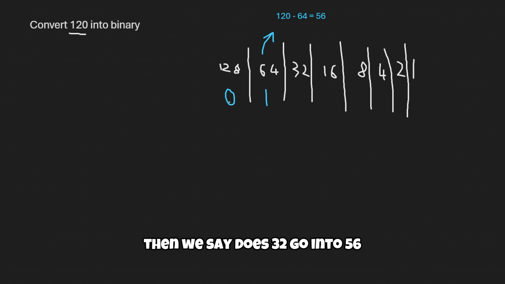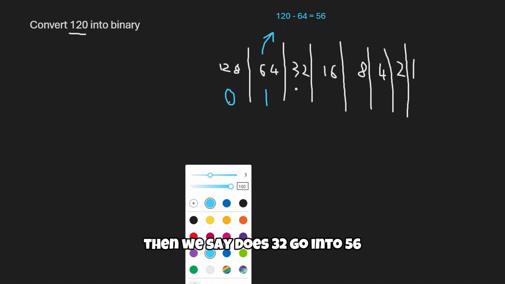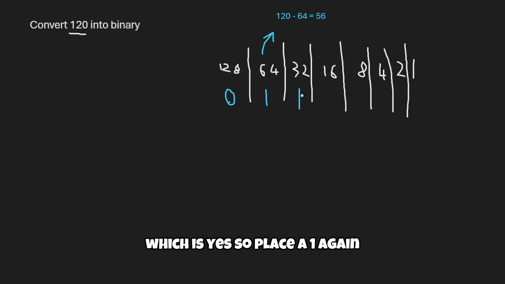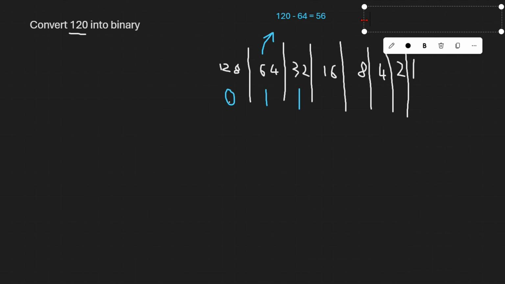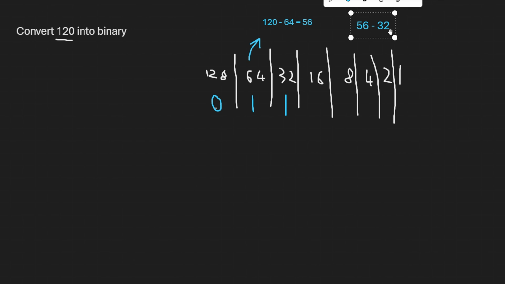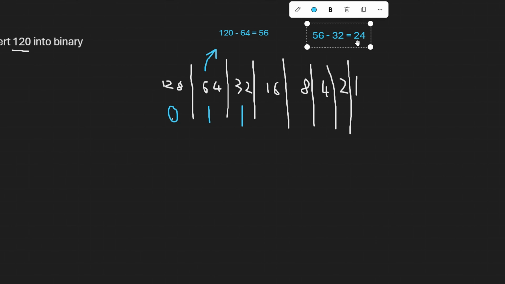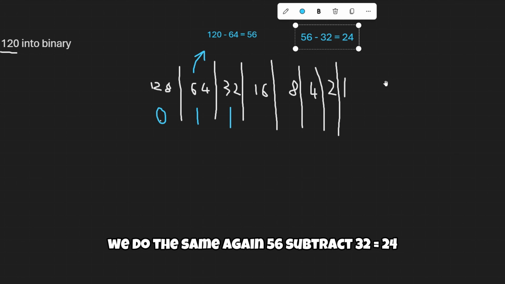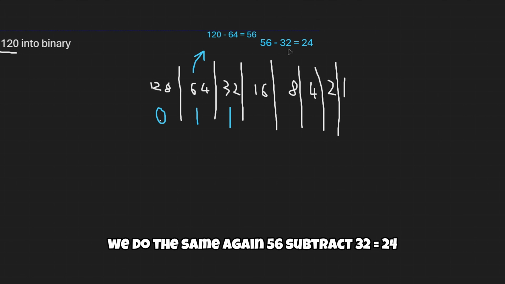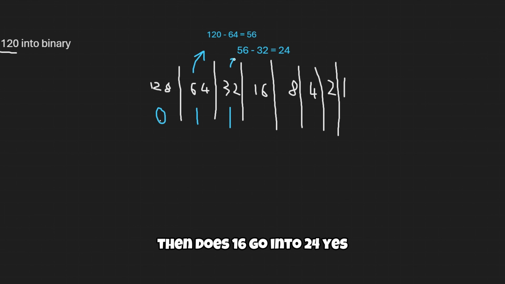Then we say does 32 go into 56? Which is yes, so place a 1 again. We do the same again. 56 subtract 32 equals 24. Then does 16 go into 24? Yes. So put a 1.